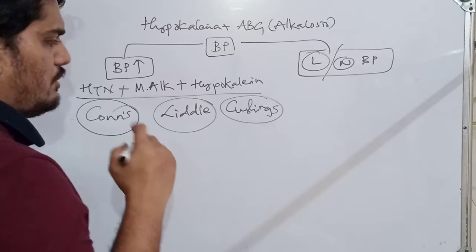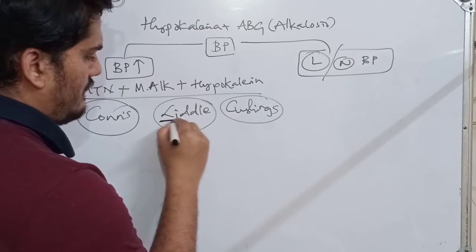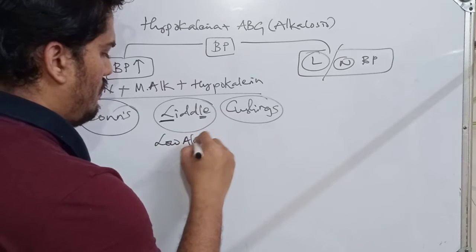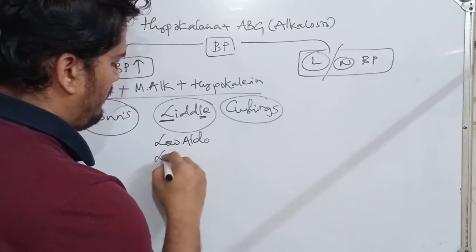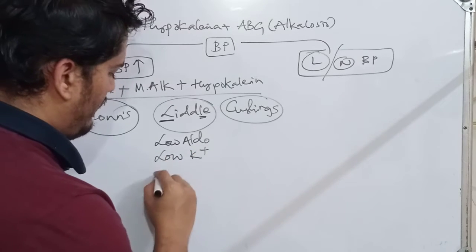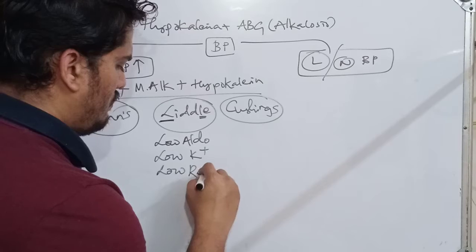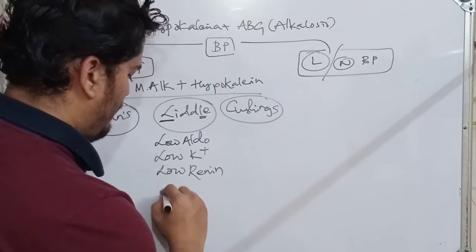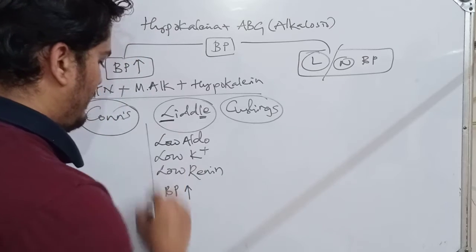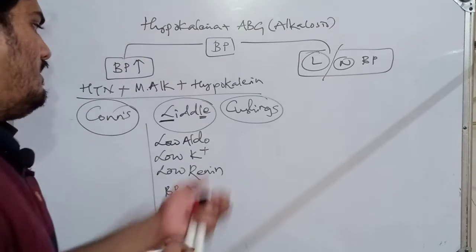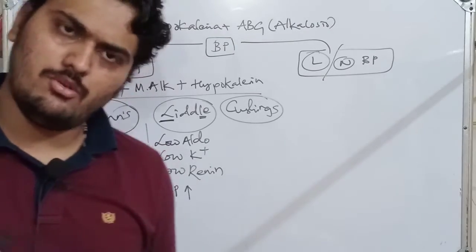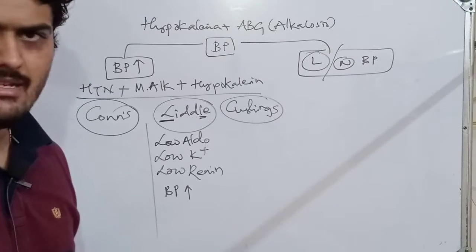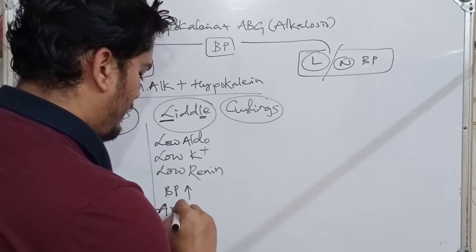So Liddle syndrome, the point to be noted here is everything is related with L. What are the L's? That is low aldosterone levels, and low potassium levels also, and low renin levels also. The only increased or high level here is the blood pressure itself. So the blood pressure is raised here. And this D will stand for what? Autosomal dominant pattern. And do you know any drug which can be used in Liddle syndrome? The answer is amiloride. That is the treatment pattern.